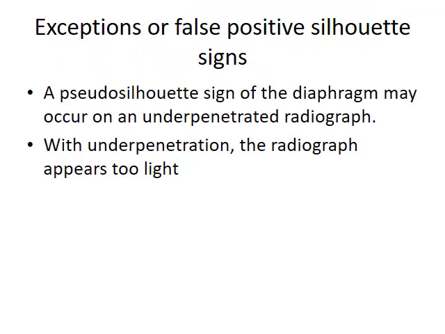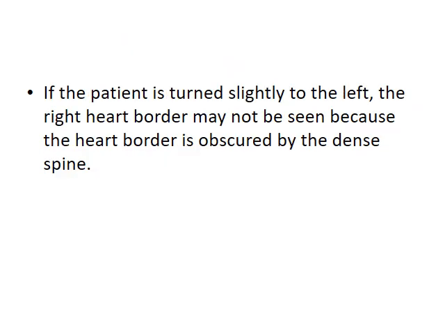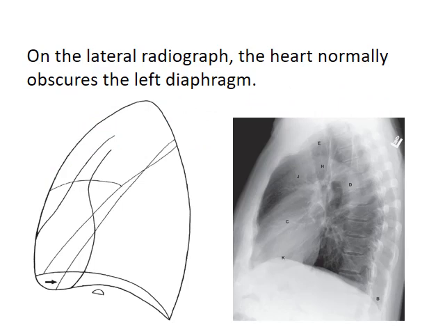So what are the exceptions of false positive silhouette signs? A pseudo silhouette sign of the diaphragm may occur on an underpenetrated radiograph. With underpenetration, the X-ray appears too light. If the patient is turned slightly to the left, the right heart border may not be seen because the heart border is obscured by the dense spine. On the lateral radiograph, the heart normally obscures the left diaphragm.